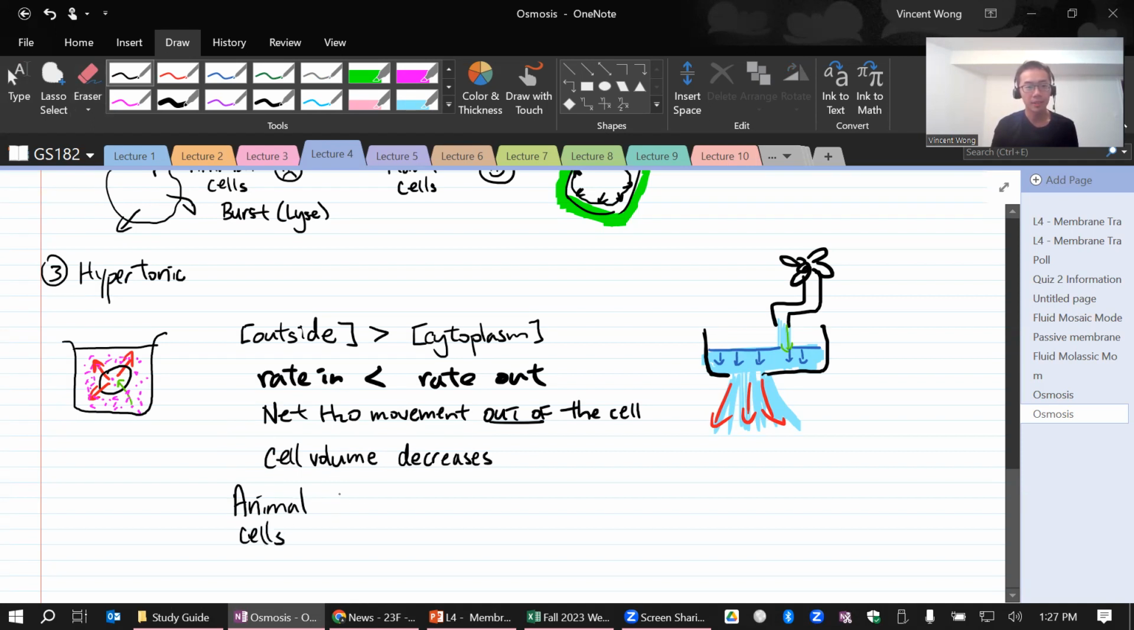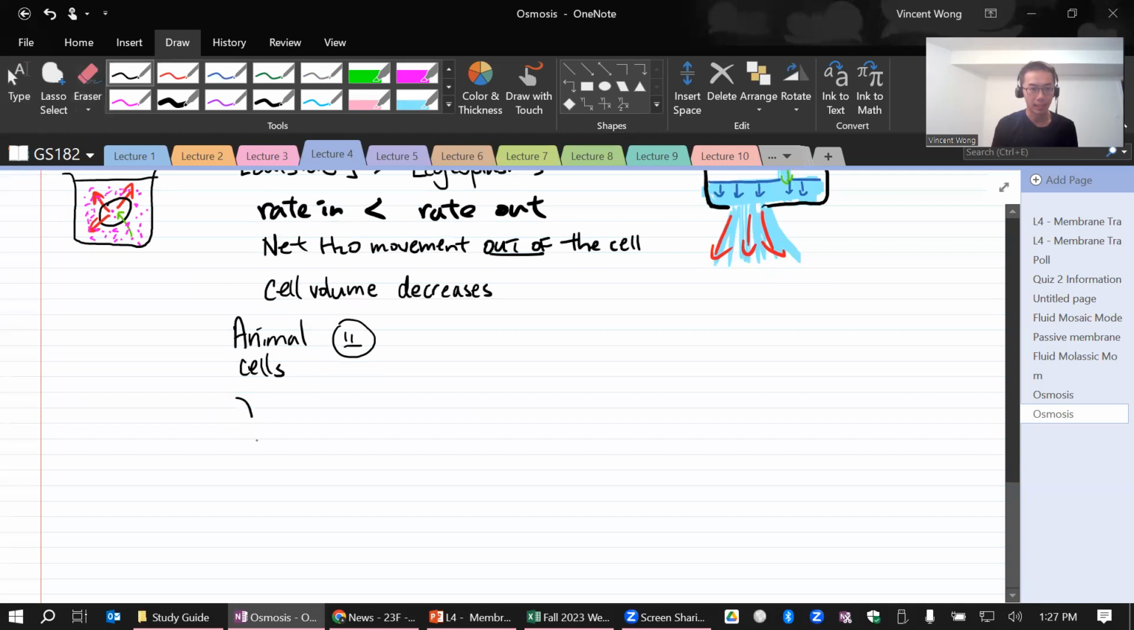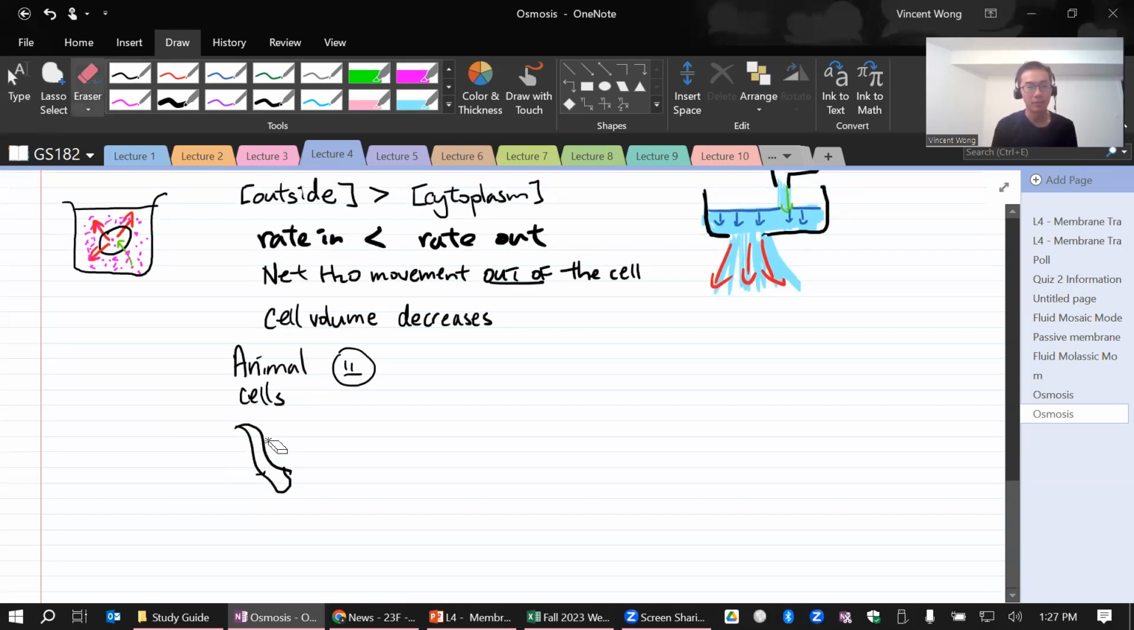For animal cells, it's okay. Not the best, but at least we're not bursting and dying. So we are okay. The cell is going to look like this. It's going to shrivel up like a raisin. All the water will leave, and this is called plasmolysis. Plasmolysis shrinks.